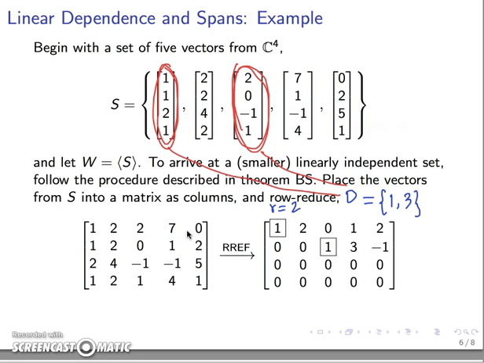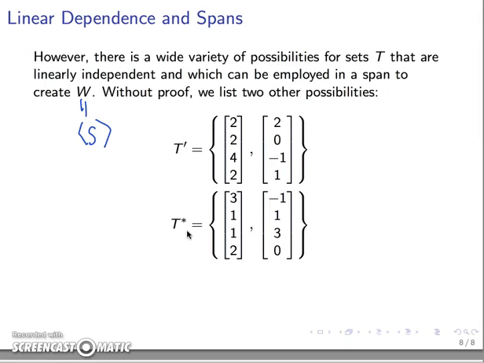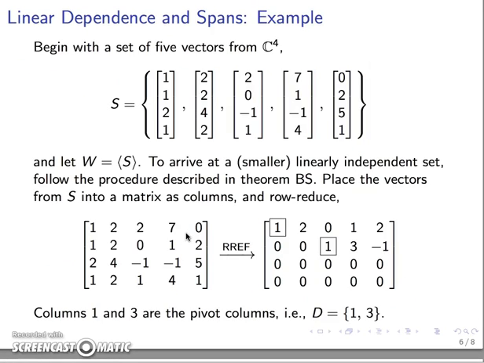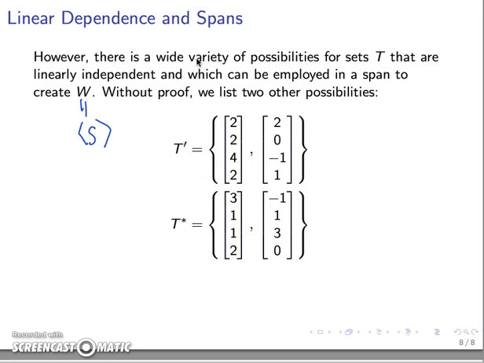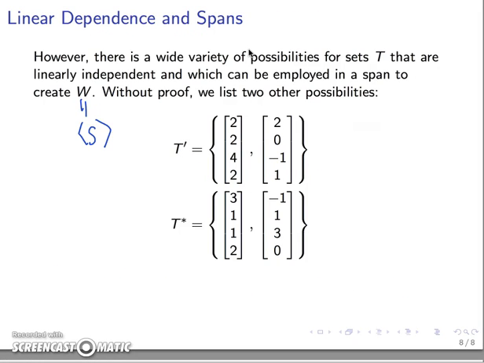Set S contains 5 members, and we're simply coming up with T star: 2, 2, 4, and 2. You can see that T star contains this one, and T prime also contains 2, 0, minus 1, and 1, so it contains its nearest neighbor to the right. This is a possibility of a linearly independent set that also is spanning. And then T star is another possibility.